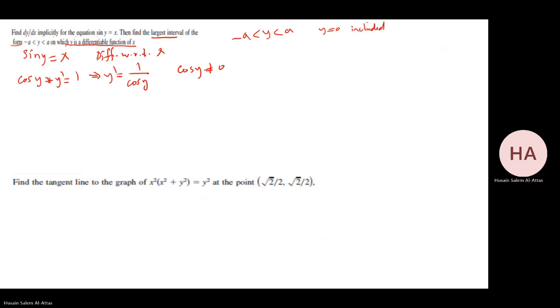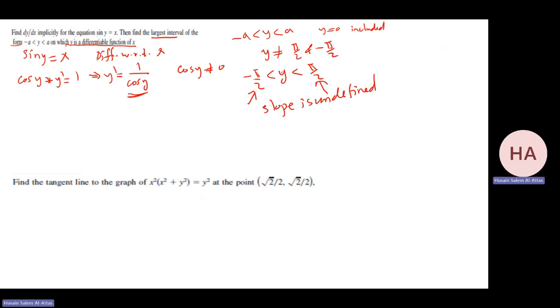Okay. So I need y to be not equal pi over 2 and minus pi over 2. This will be the largest interval. So the largest interval where the function is differentiable is between minus pi over 2 and pi over 2. Because if I reach these two, I have a problem here. The slope is undefined. Okay. So y is a differentiable function of x.